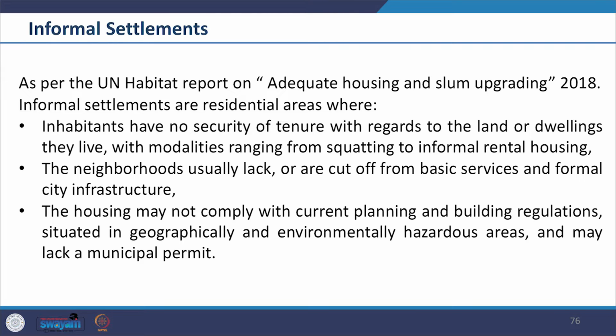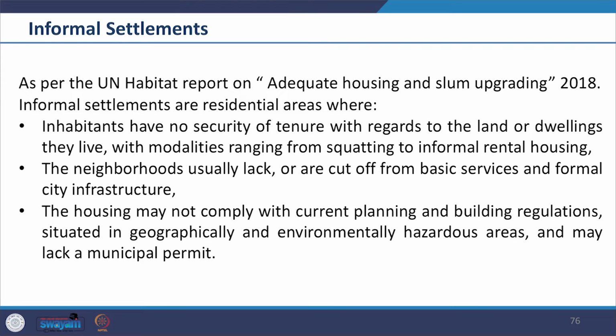So we saw that tenure is one of the definitions as per the UN. Inhabitants have no security of tenure with regards to the land or the dwelling they live in, with modalities ranging from squatting to informal rental housing. Second, we see the neighborhoods usually lack or are cut off from basic services and formal city infrastructure. So for example, if all of us get water supply, probably that neighborhood would not be getting the water supply. So there's a disconnect of services.